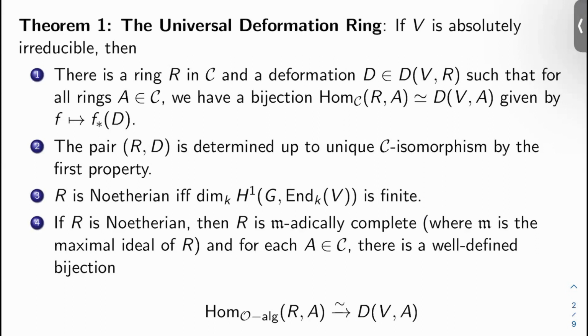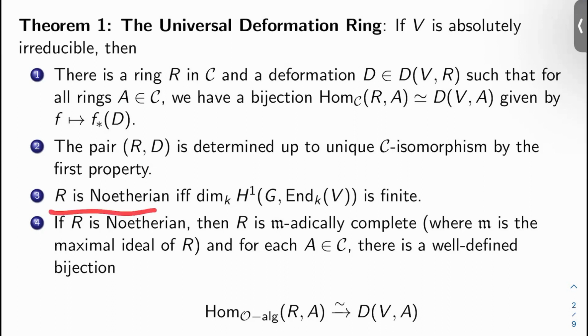So if V is absolutely irreducible as a representation, then there's a ring R in C. C is like complete Noetherian local algebras, and a deformation D from V to R such that for all rings A in C, there's a bijection between C maps from R to A and D_V(A) given by F maps to F lower star of D. F lower star was described last video. The pair R, D is determined up to unique C isomorphism by the first property. That's just the usual category theory nonsense that guarantees you uniqueness.